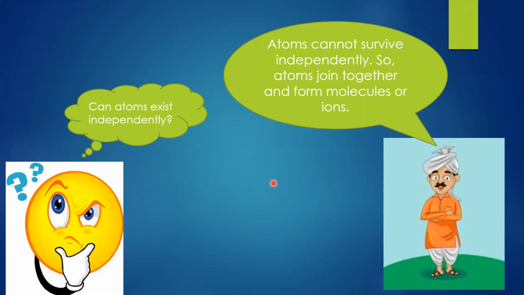Can an atom exist independently? As we say, atoms are very small. So can an atom exist independently? Atoms cannot survive independently. So atoms join together and form molecules or ions. Now why can atoms not survive independently? Because of their instability.